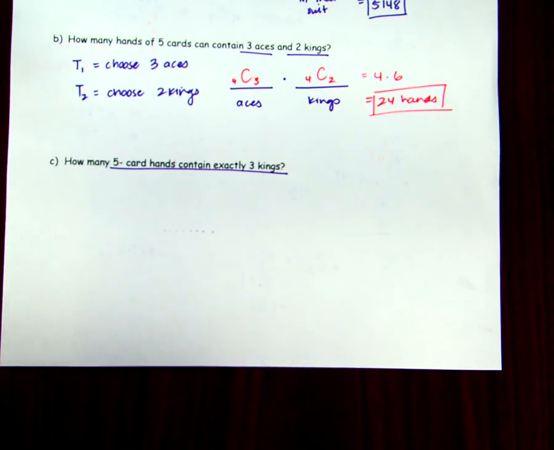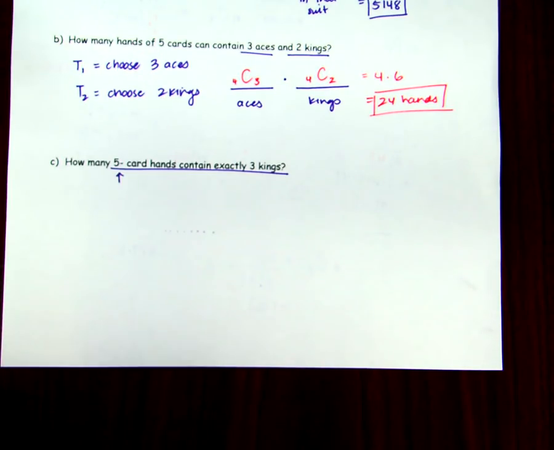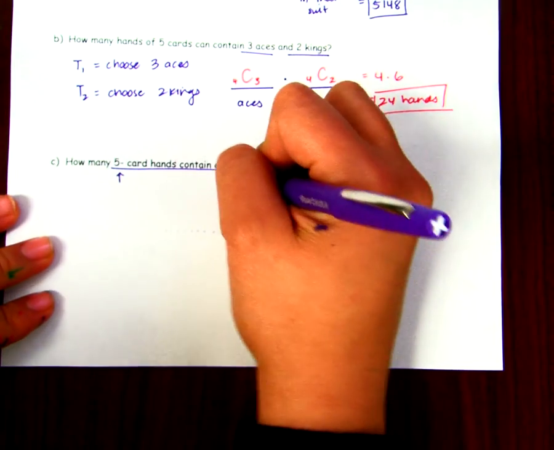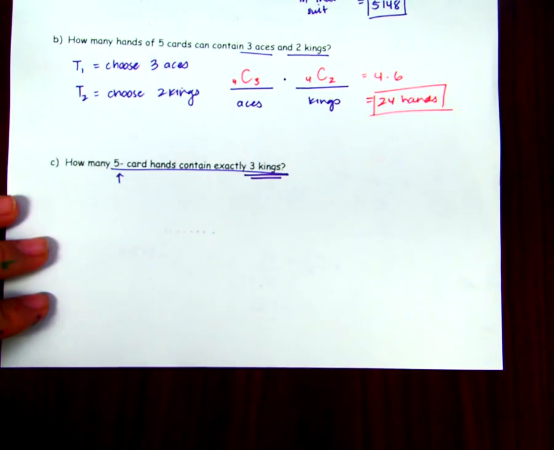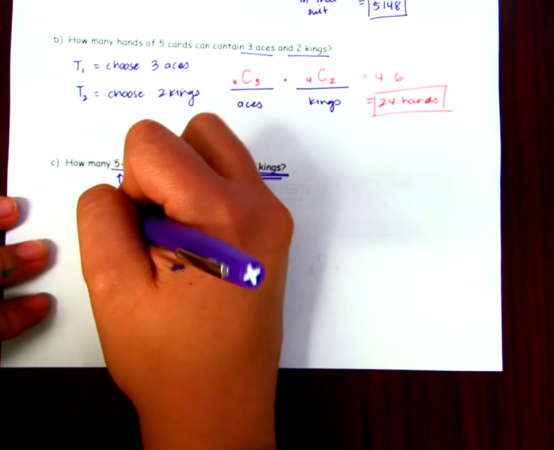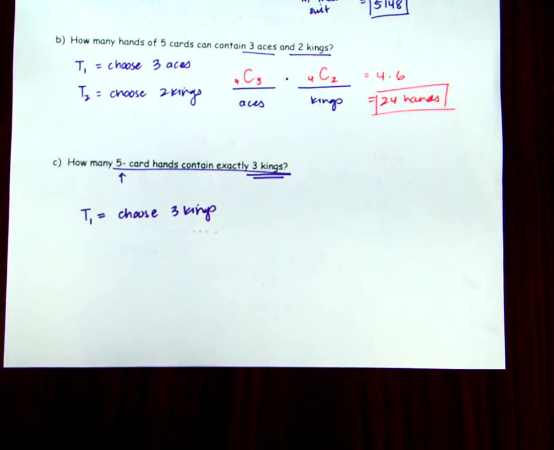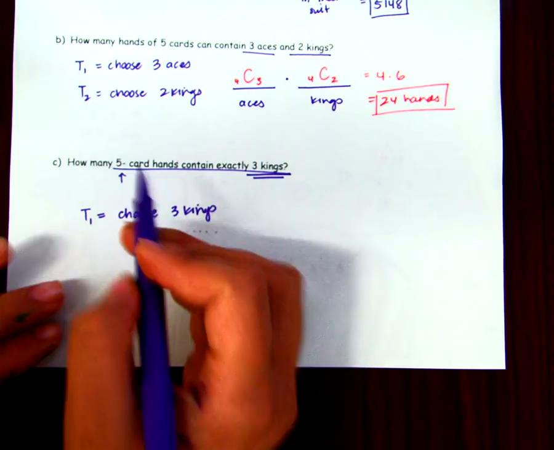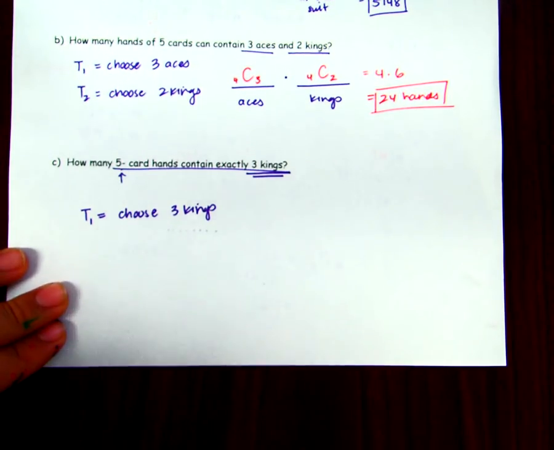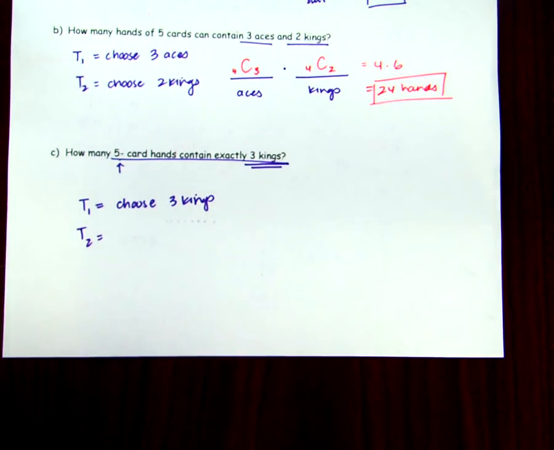Now this one's a little bit tricky because you need to actually get 5-card hands, like 5 cards total. But for sure, out of those 5 cards, 3 of them need to be kings. So my first task is to make sure that I have 3 kings. But that's not it. You don't just want to choose 3 kings, you still have 2 more cards that you need in order to get 5 cards total. So my next task is to choose 2 more cards.